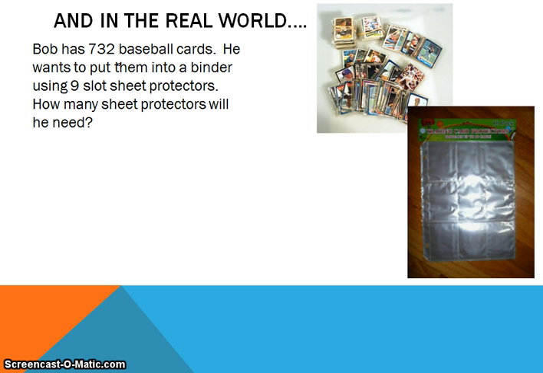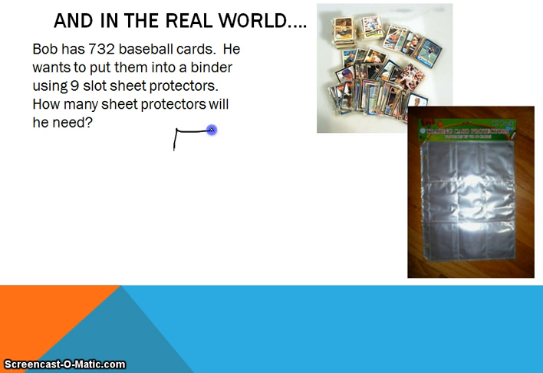So, since he has 732 baseball cards, and he's going to use 9 slot sheet protectors, so there's 9 places for cards in the sheet protector. He's going to have to divide all of these cards among all of these sheet protectors. So what we're going to do is use division. Now, he's dividing the cards into the slots. So the cards are the dividend and the slots are the divisor.